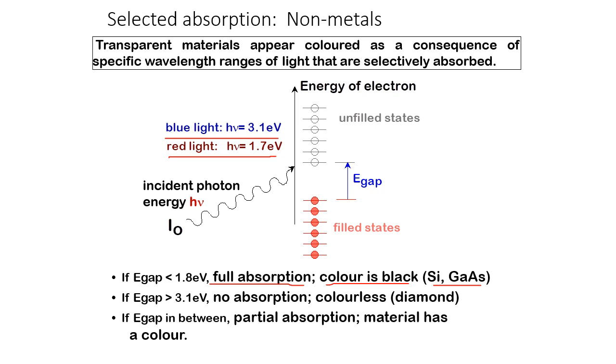If the Eg in here is large, larger than 3.1 electron volts, there is no absorption. So it will be colorless because the highest energy color in the visible light is blue light having 3.1. If the Eg is above 3.1 electron volts, there is no absorption, it will be colorless. If the Eg is in between, partial absorption, the material has a color.